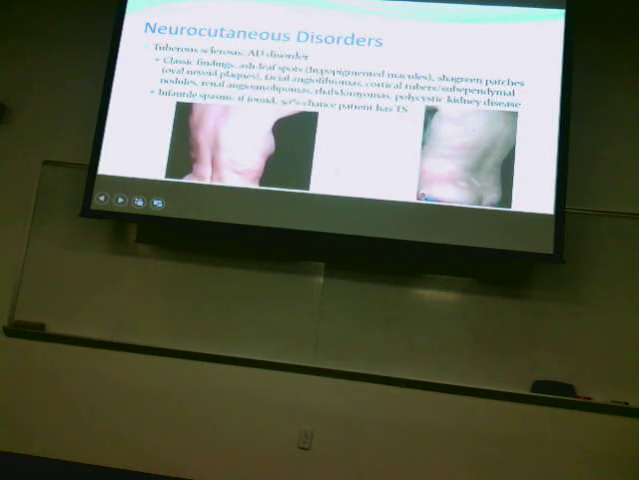You can also have facial angiofibromas, corticotubers or subependymal nodules in the brain, renal angiomyolipomas in the kidney, and then rhabdomyomas, which is going to be in the heart that you might see on echo. These kids also have polycystic kidney disease. So infantile spasm is one of the complications of tuberous sclerosis. So if you find it in a kid, then you want to think about working this kid up for TS, because there's a 50% chance they have it if they have infantile spasms.